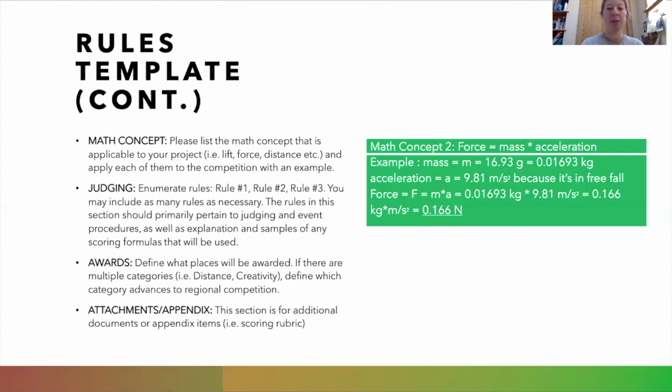And then attachments or appendix. This section is optional, but you can include additional documents such as a scoring rubric in this section. So basically you're putting together a rules document that's going to look a lot like a MESA rules document. So if you have a really feasible competition, we could take these rules and make this a MESA competition in a new year. And that's the idea with these MESA competitions.